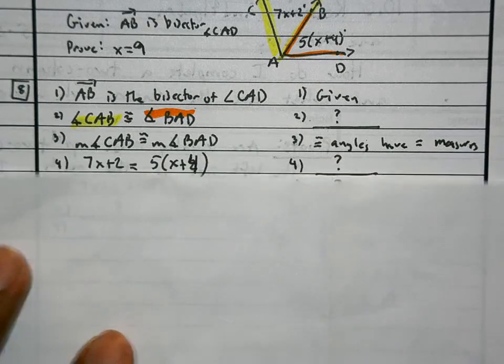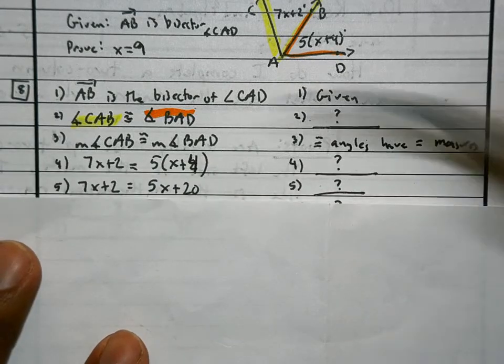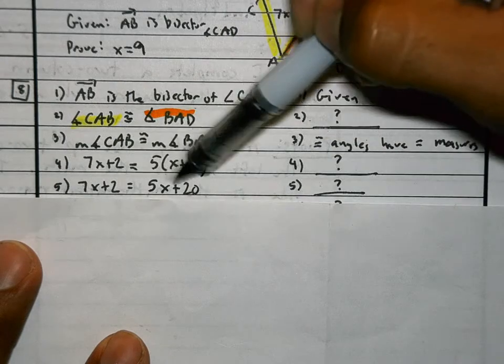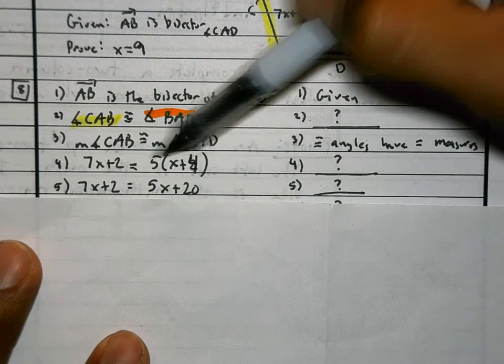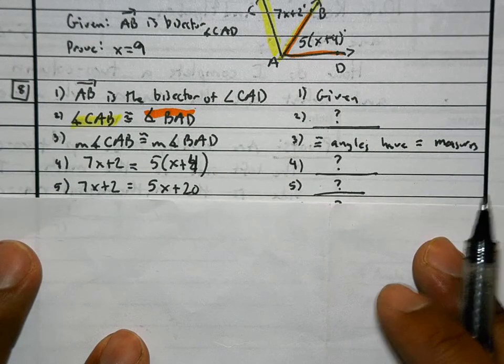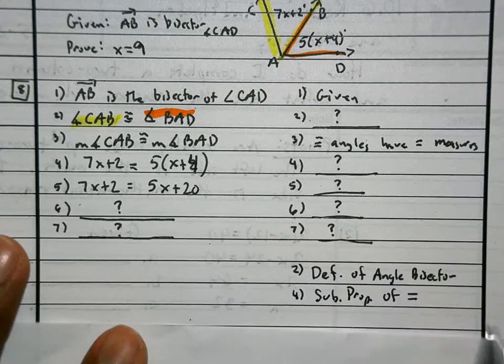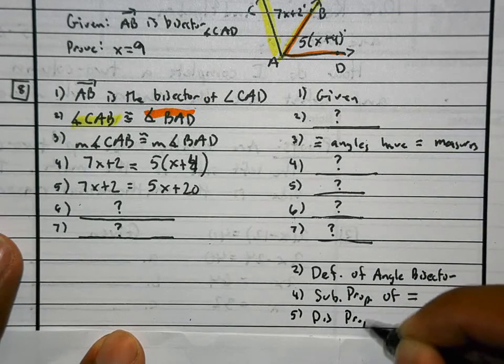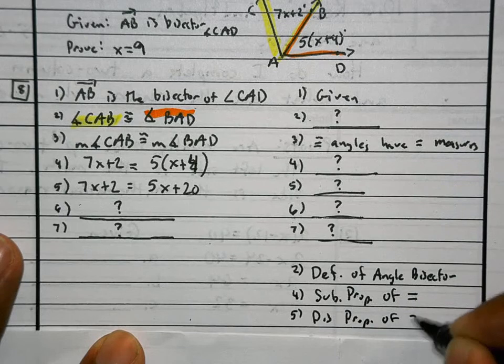Now, let's look at what we have for number 5. Number 5 has a 7x plus 2, and then they have this 5x plus 20. They did something from the 4 to the 5. What did they do? Good. So what property are we using? Good. Number 5, distributive property of equality. Wonderful. I'm going to scoot it up a little bit.